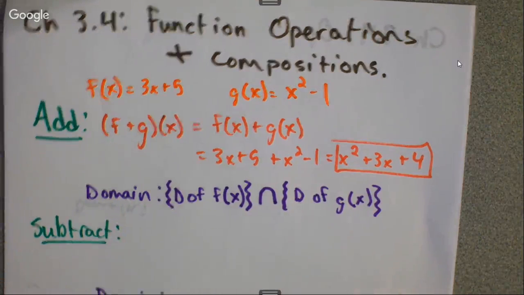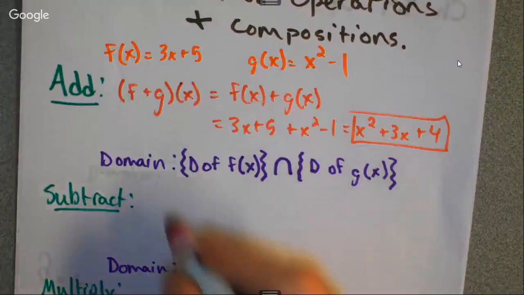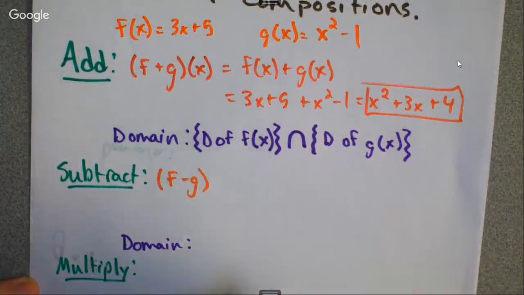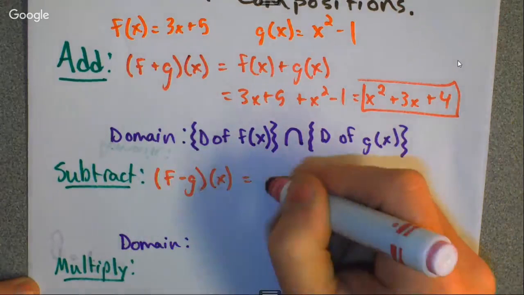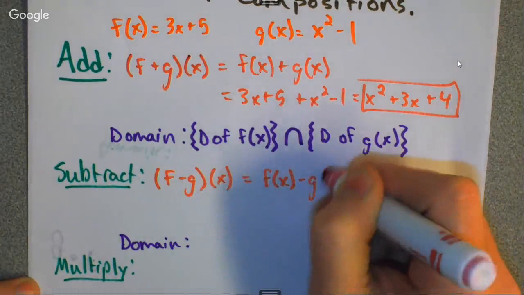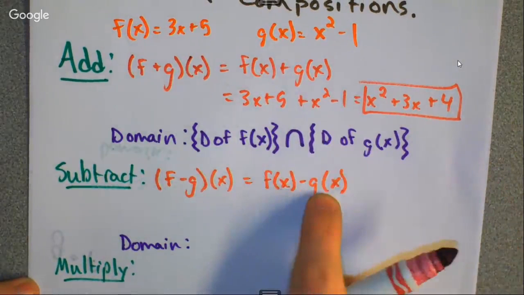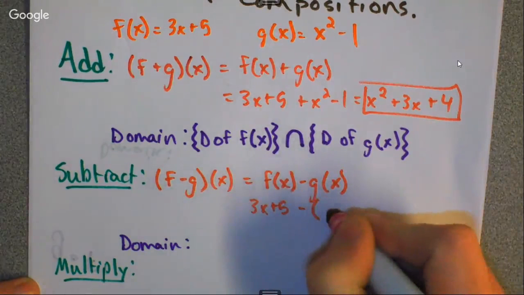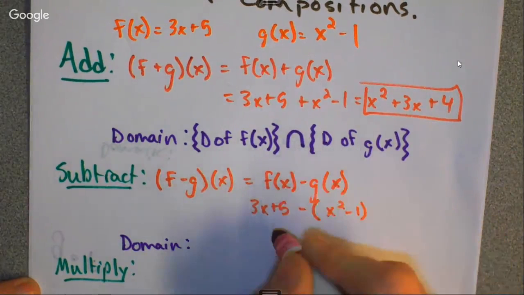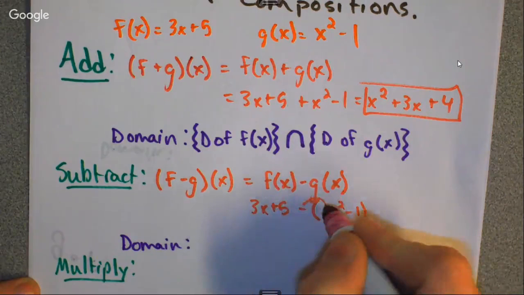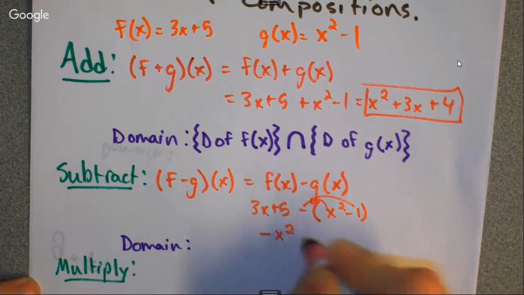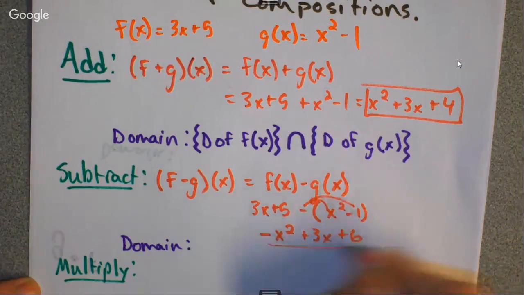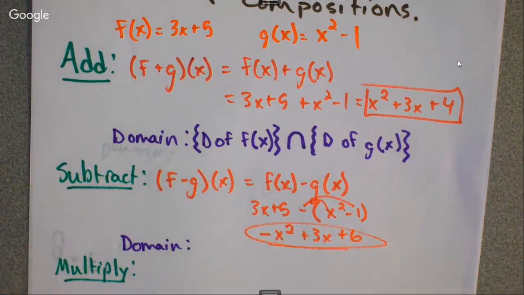Okay, so then we can subtract the two, which would look like f minus g, or I could take g minus f, it could be either way, of x. That is f of x minus g of x. Here's the tricky thing, you're subtracting the whole thing. So when we substitute these in, we have to put it in parentheses. Then distribute that, and you have negative x squared plus 3x plus 6 for your solution.